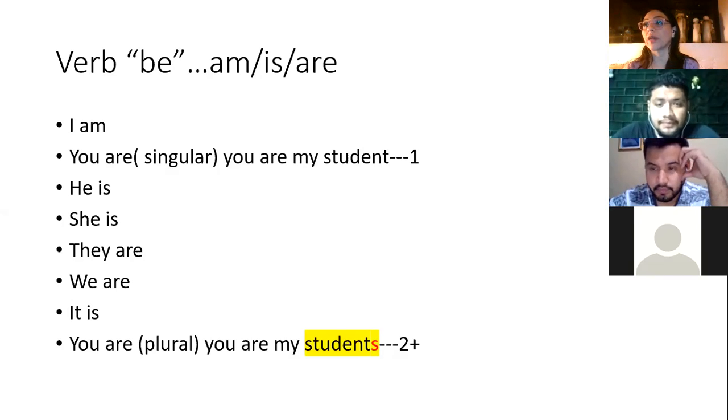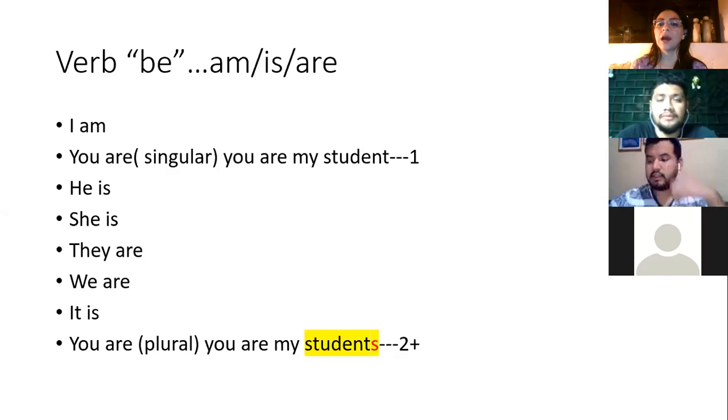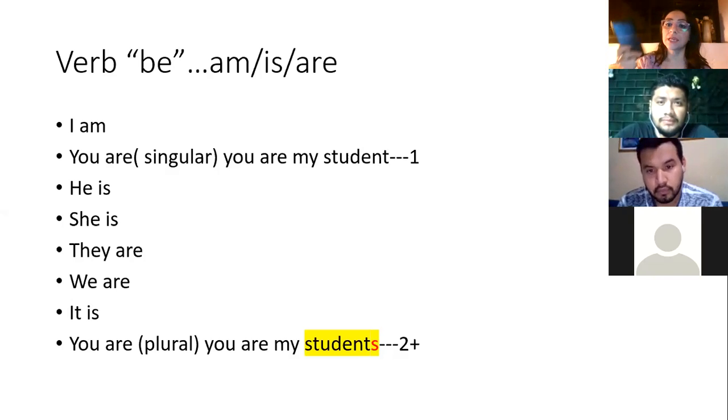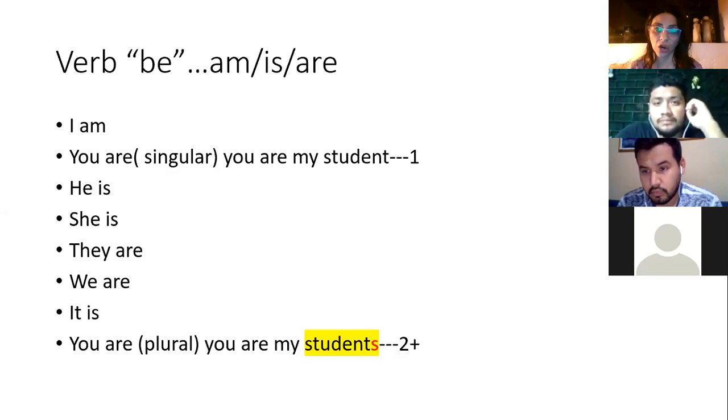Then I talk about they. I say they are my friends, okay? And I always conjugate it with are, and I say we, everybody, we are students, all right? Or we are friends. It is, I can say it is a cell phone, all right? Because it's only one cell phone. Or I can say it is a dog, because it's only one dog. But if I have two cell phones, then I say they are.